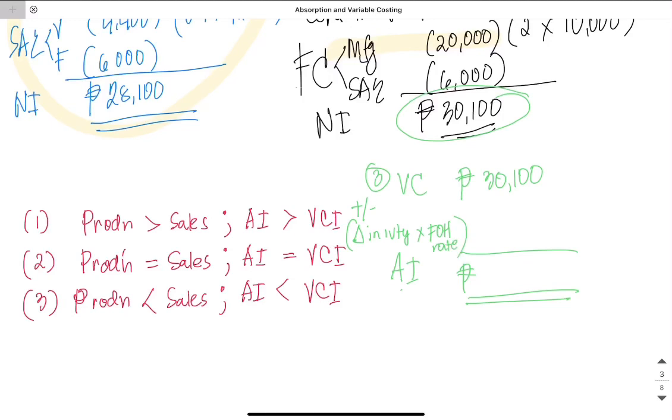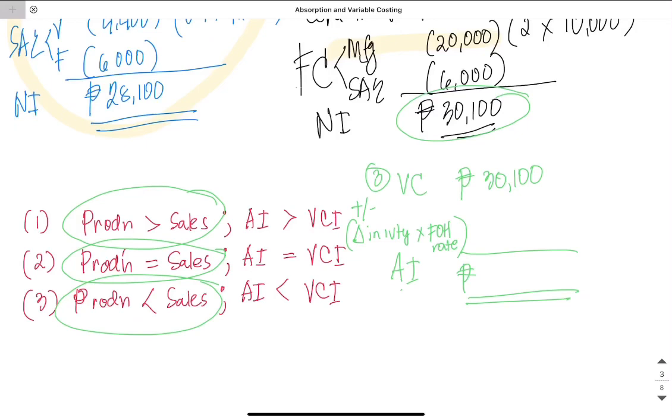Sir, how do we compute for the change in inventory? This is actually very easy. It is the difference between your production and sales. That's the change in inventory, so the difference between the two. You don't have to change the sign. So production less sales.